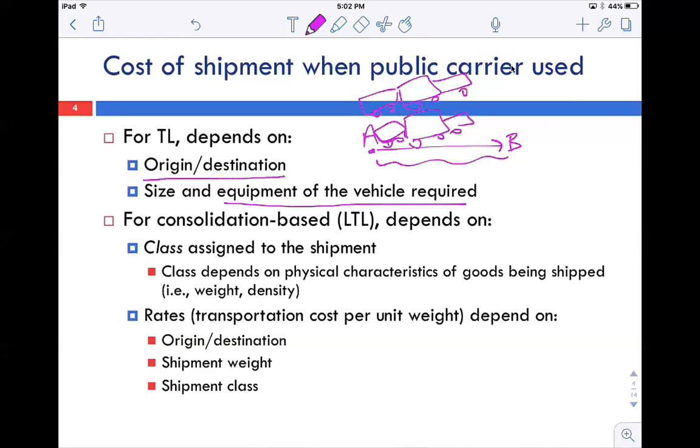When it comes to consolidation based less than truckload, LTL, the price depends on many different things. The price depends on what kind of item you are carrying from location A to B. The class, these are mostly like the product families, because different product families will come with different weight and density parameters. I'm going to show you on the next slide what I mean by different product class.